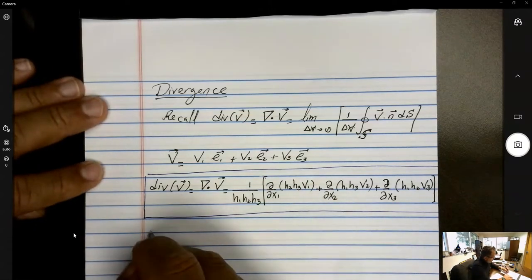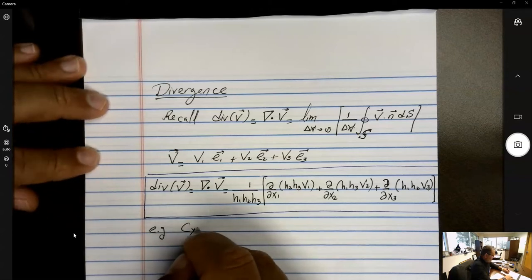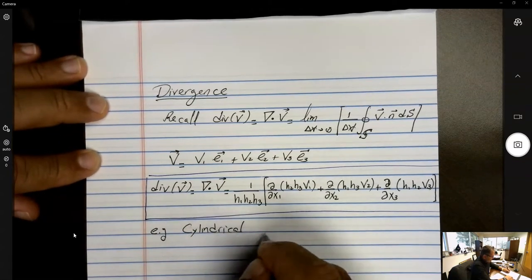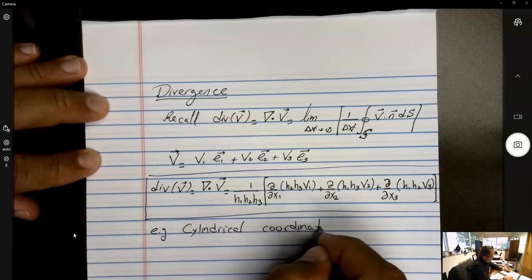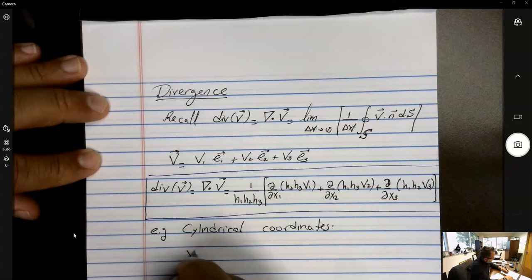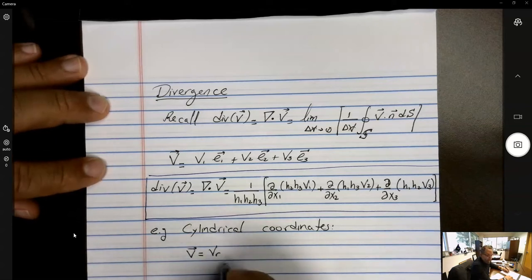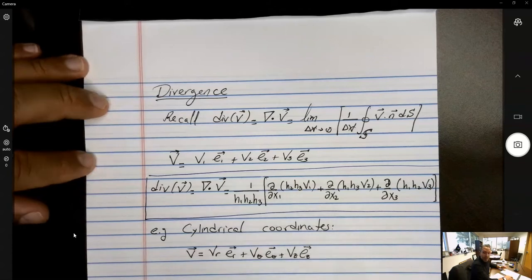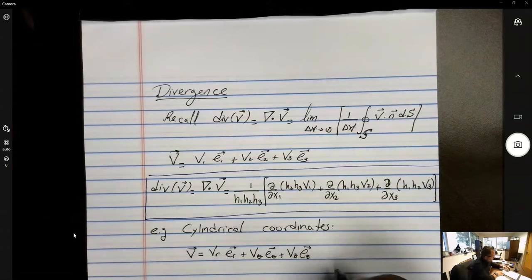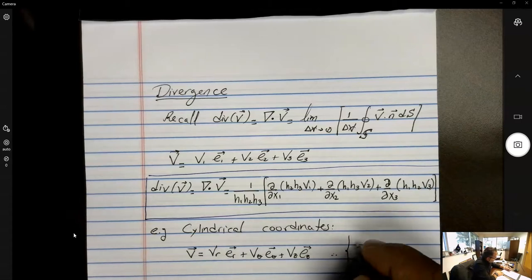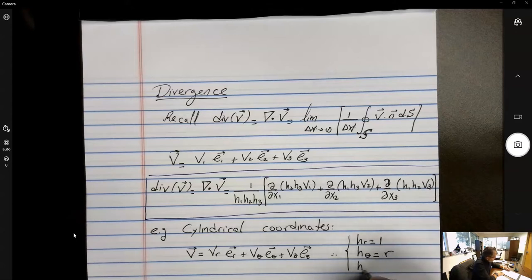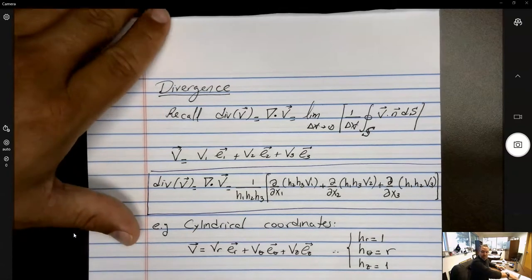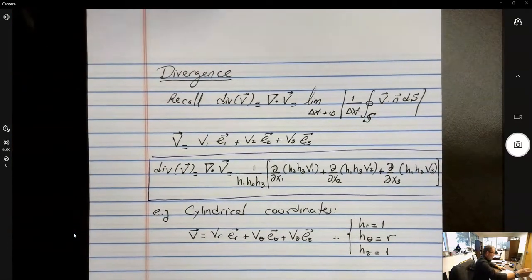So let me give you a couple of examples here. In the cylindrical coordinate system, let's say that I give you a vector field V that is VR in the R direction plus V theta in the theta direction plus VZ in the Z direction. I didn't call it UVW like we usually do because that's how it's usually done in Cartesian coordinates. HR is equal to 1, H theta is equal to R, and HZ is equal to 1. Those are the three scale factors for cylindrical coordinates.